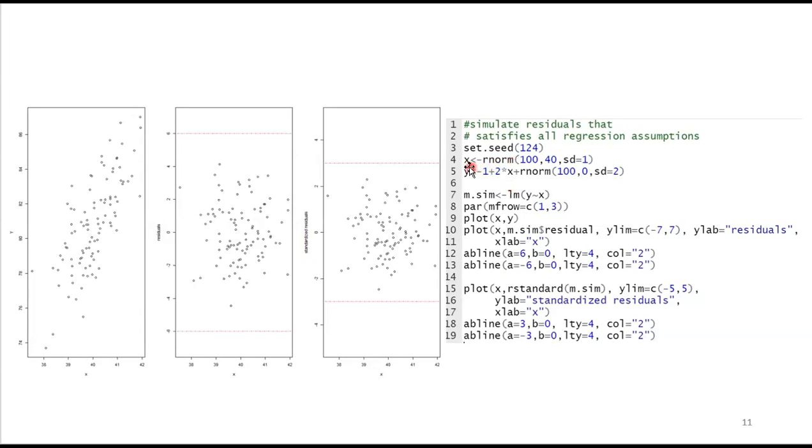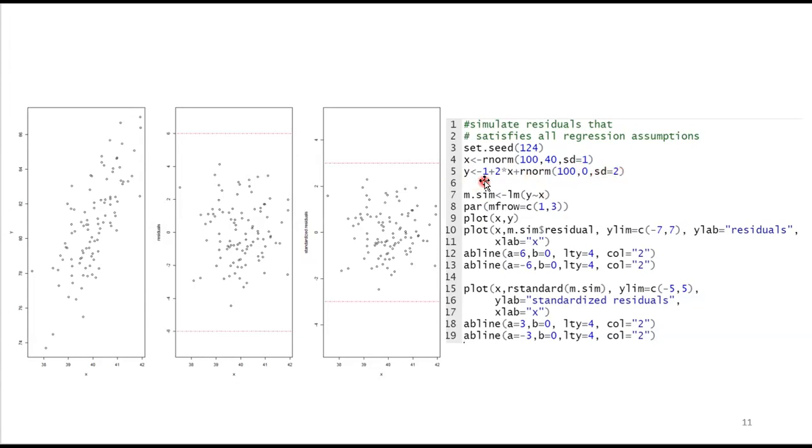Okay, so I go X is equal, and then rnorm generates values from the normal distribution, 100 observations, with a mean of 40 and a standard deviation of 1. And then I'm going to generate Y by saying the intercept is going to be 1 plus 2 times X, the slope parameter times the X which I've generated up here, and then plus the error term. So it's going to have a mean of 0 and a standard deviation of 2.